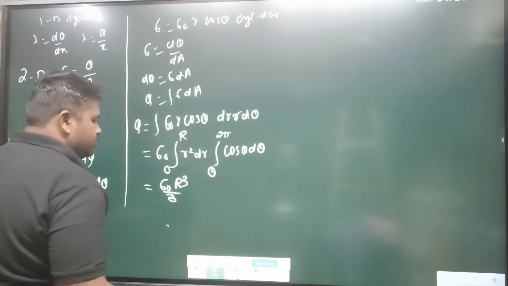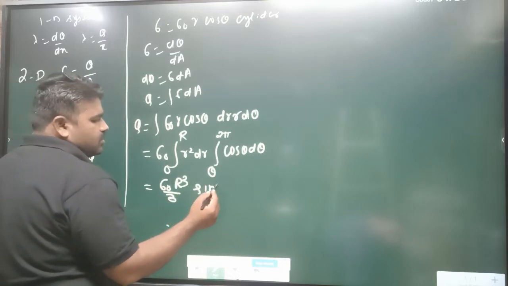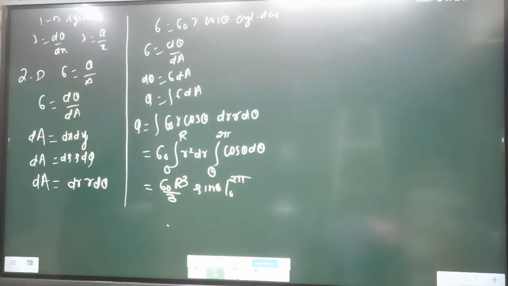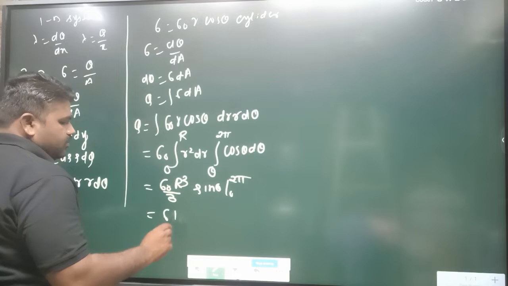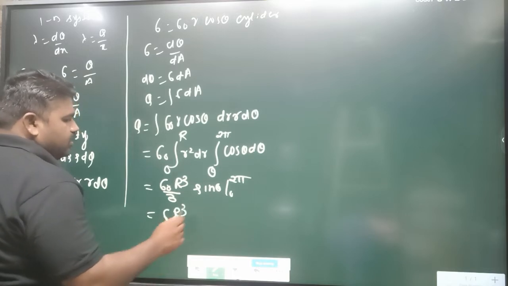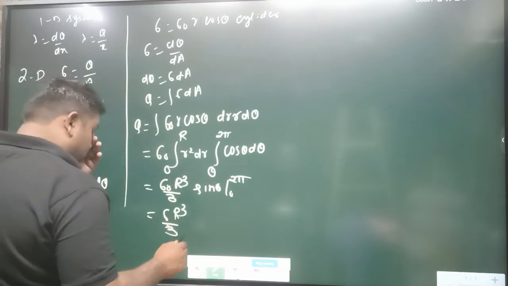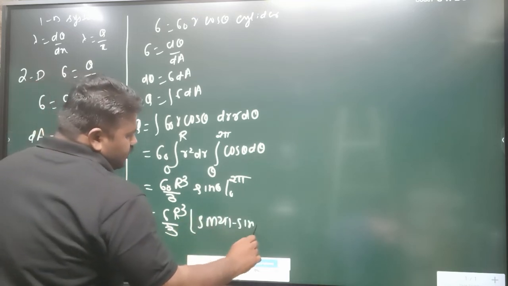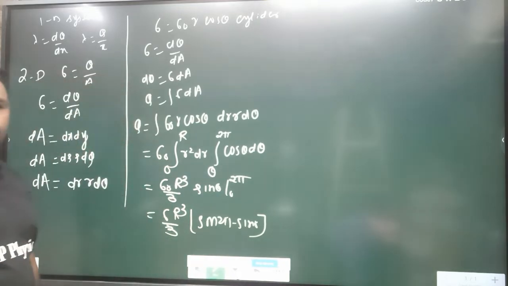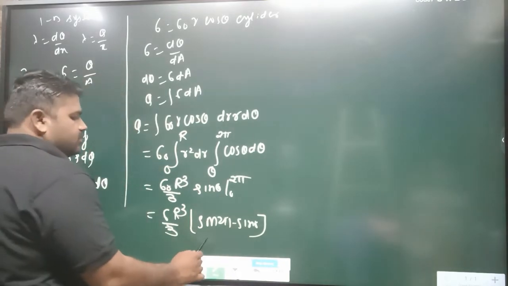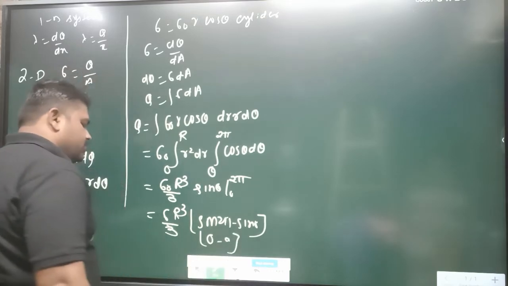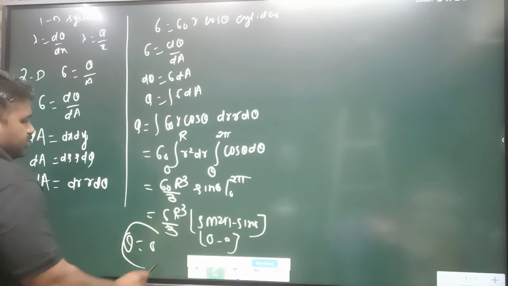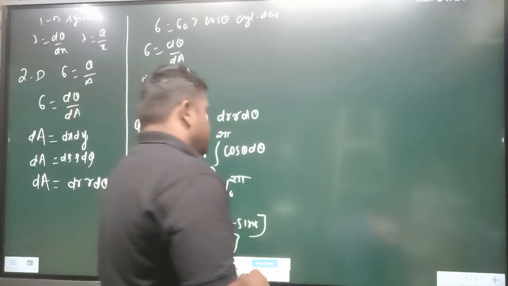And the integration of cos theta is sin theta, with limit 0 to 2 pi. So sigma naught R cube by 3 into sin 2 pi minus sin 0. Sin 2 pi is 0, sin 0 is 0, so 0 minus 0 is 0. How much is the charge enclosed by the system? It is 0.